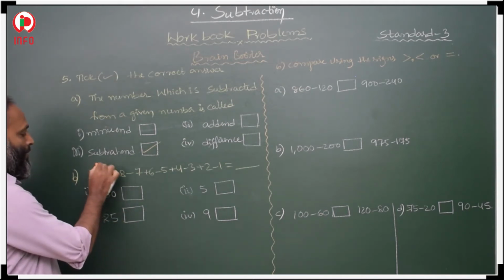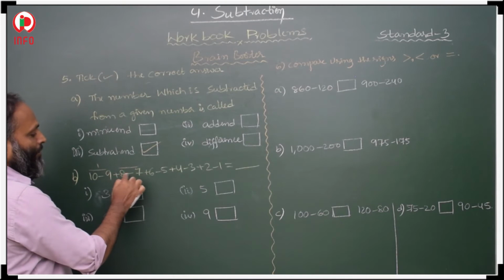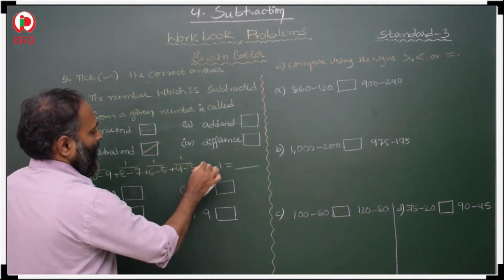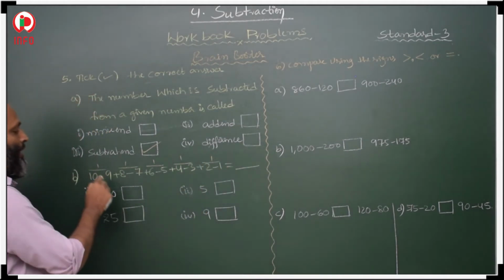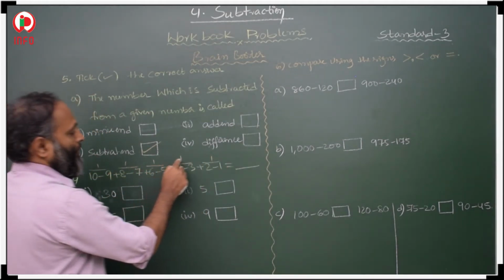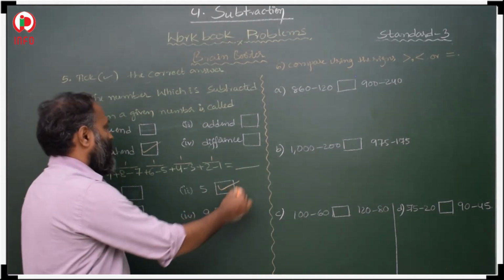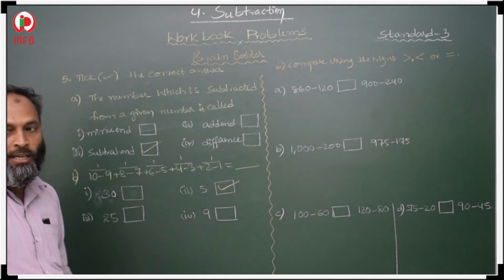10 minus 9 is 1. Then 8 minus 7 is 1. 6 minus 5 is 1. 4 minus 3 is 1. 2 minus 1 is 1. How many ones are there? 1, 2, 3, 4, 5. If we add all this, then the answer is 5. This is correct.